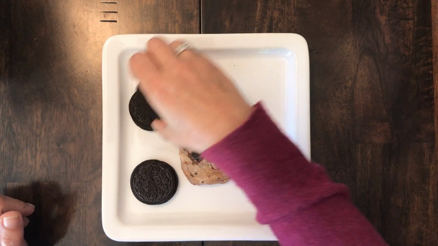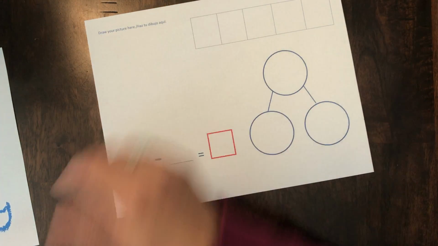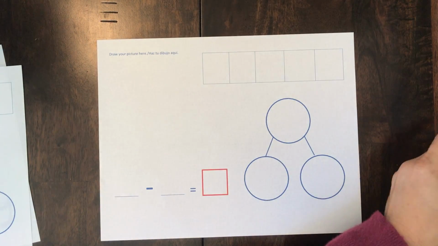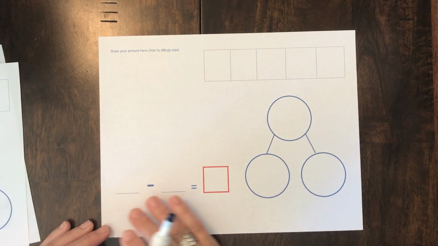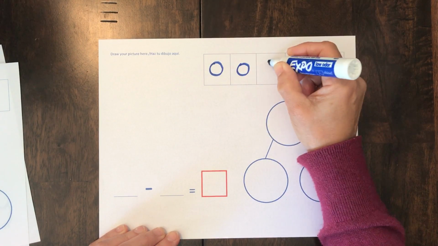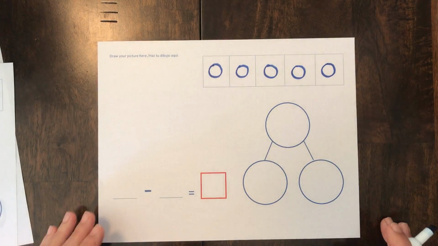So we're going to do that. And we're going to draw a picture to help solve our problem, just like we did with the cookies. You'll have a sheet like this as part of your work. So let's just use this to do our example. With the cookie example, I had 5 cookies. So in this sheet, you'll see I have a 5 frame, I have number bonds, and I have a place for my sentence. So I'm going to draw first 5 cookies. 1, 2, 3, 4, 5. Those are my 5 cookies.